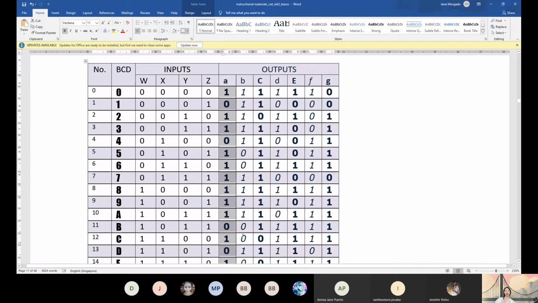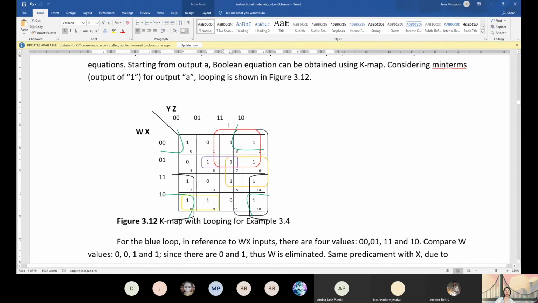1 for B and D. Everything else is 1. B is 11, right? D is 13. Okay, 1 for B and D. So we can loop. We have several examples here for looping.